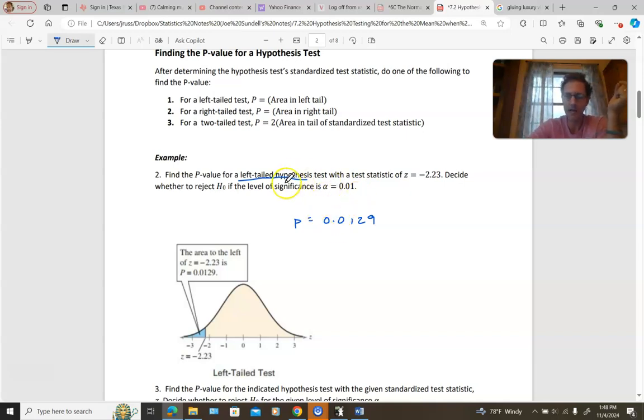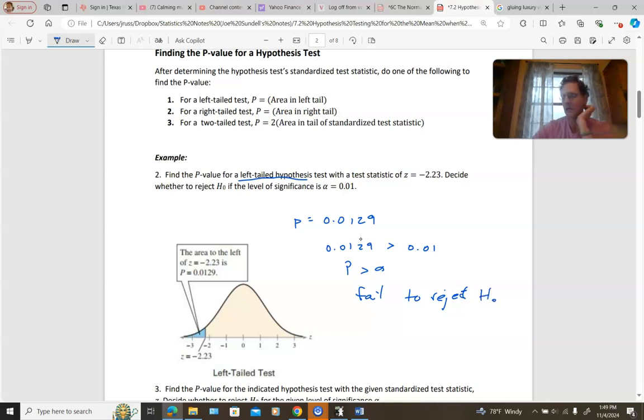All right, well, to actually determine whether we reject H naught or not, we look at alpha. We compare this p-value with alpha, okay? Well, 0.0129 is actually larger than 0.01, guys, okay? So in this case, because p is greater than alpha, then we fail to reject, okay?